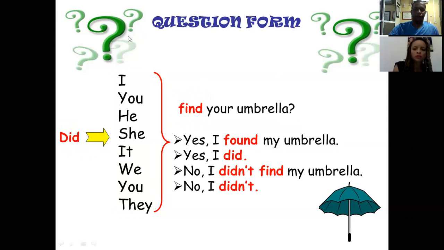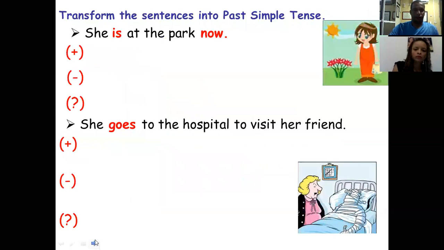Sigamos entonces. Okay, continue talking about the simple past. She is at the park now. She's at the park now. Translate the following sentence into simple past.